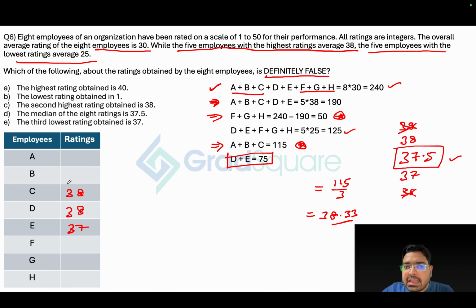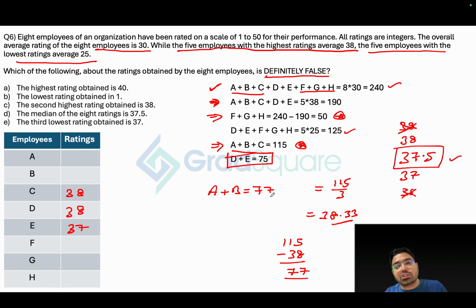Now, if C is 38, go back to this equation and look at A plus B. A plus B will turn out to be what? 115 minus 38 gives you 77. A plus B is 77. Now of course both cannot be greater than 77 by 2, because that is the average, right? 77 by 2 will give you 38.5 as the average. Both cannot be greater than 38.5, so one of them will have to be lesser than 38.5, then the other one will be greater than 38.5.